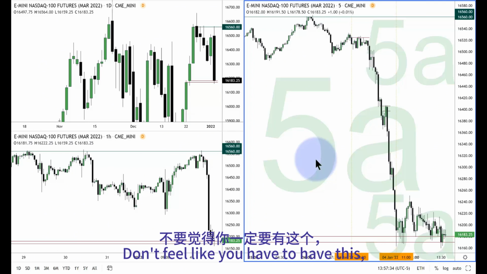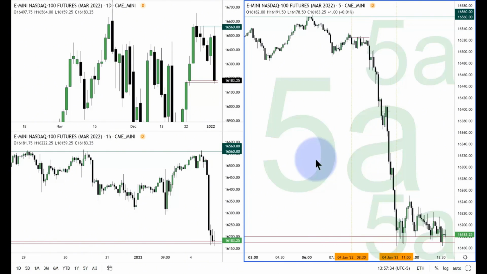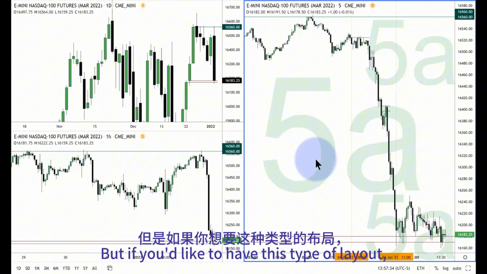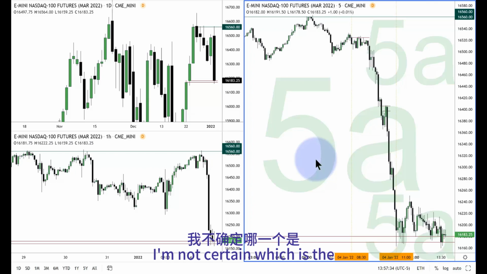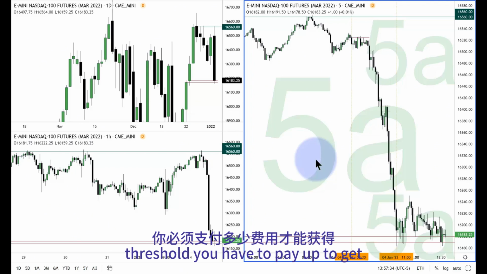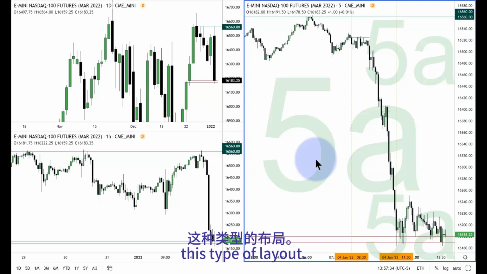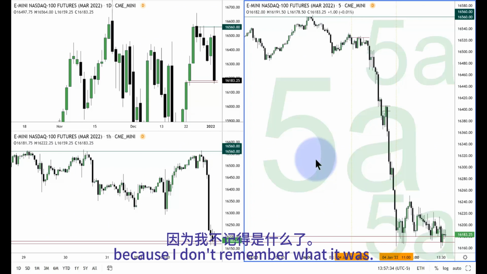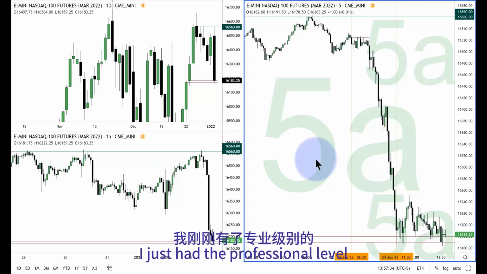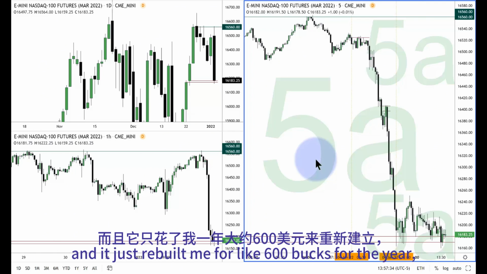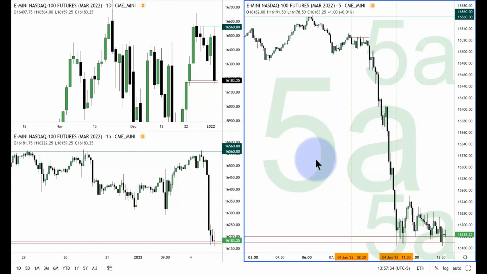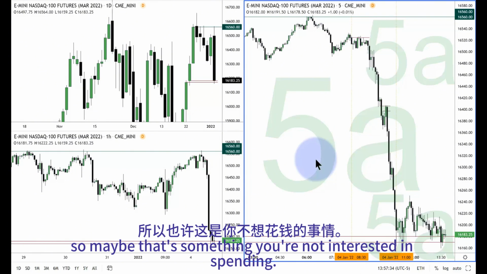Don't feel like you have to have this, okay? It's not like it's a secret weapon. But if you like to have this type of layout, I'm not certain what threshold you have to pay up to get it. I'm not sure, so forgive me, because I don't remember. I just had the professional level, and I just rebuilt for like $600 for the year. So maybe that's something you're not interested in spending.